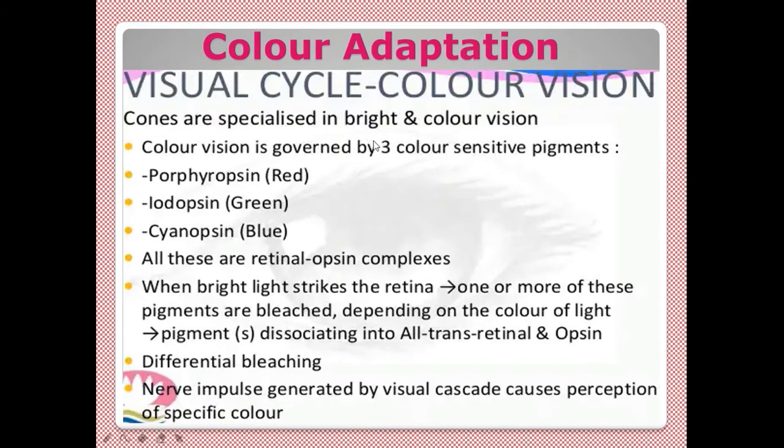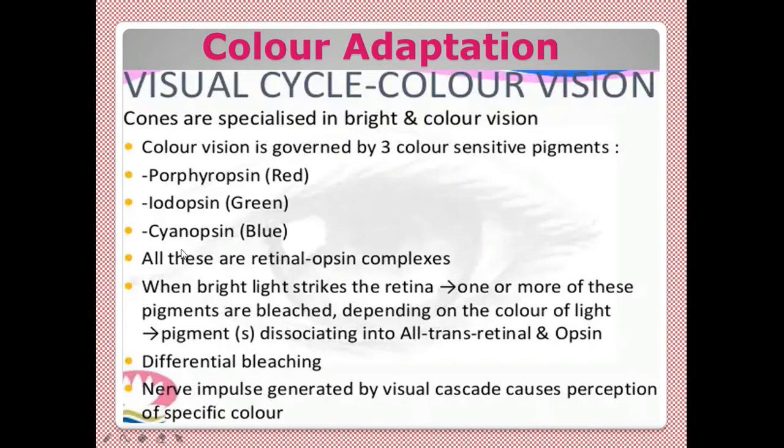So cones are specialized in bright light and color vision only. Color vision is governed by 3 basic color-sensitive pigments, that is, 3 basic cone cells. One is for red wavelength identification, and that pigment is porphyropsin. For green color identification, iodopsin.